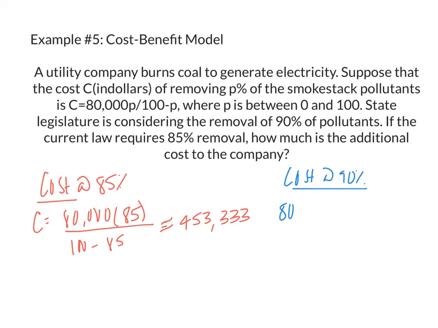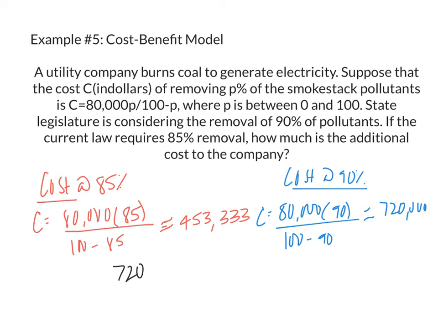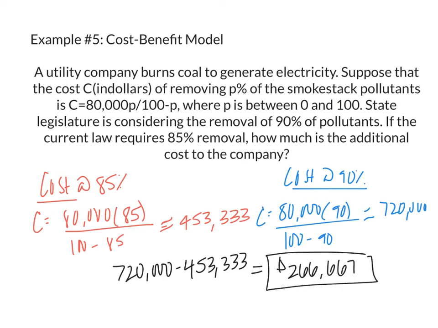Okay. If we do the same thing with 90%, we'd have 80,000 times 90 over 100 minus 90, which gives you about 720,000. It asks what is the additional cost, so we need to subtract them. So 720,000 minus 453,333 will give you about 266,667. And that's it.